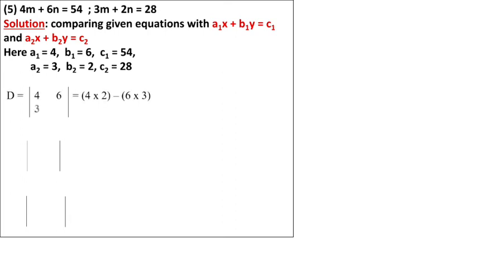For finding the d, we'll take a1 a2, b1 b2. 4 into 2 minus 6 into 3. 4 2 is 8 minus 6 3 is 18. So here we get minus 10. The d value is minus 10.